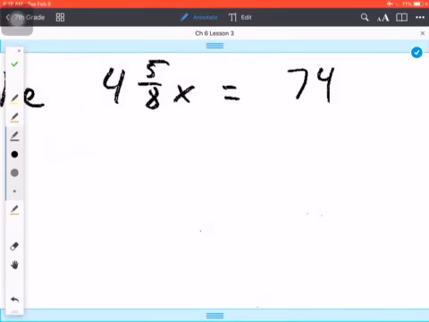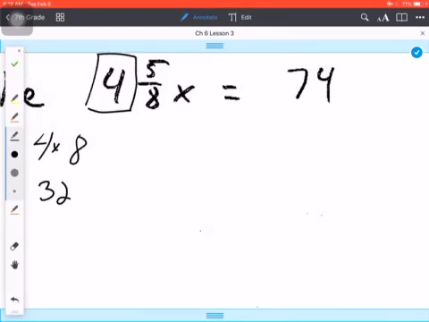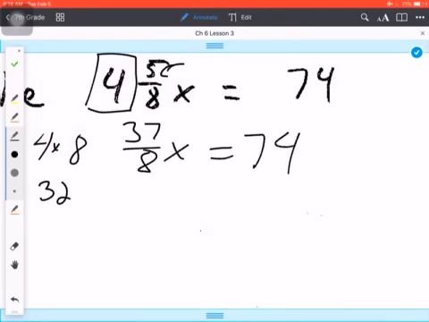So if it takes 8 pieces to make a whole, and I have 4 entire wholes, I'm going to do 4 times 8 to get 32, which means in these 4 wholes, there are 32 pieces. Plus, I have these 5 extra pieces, so really this is 37/8 over x equals 74.